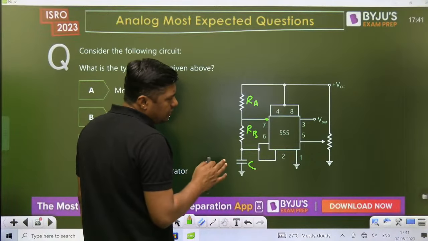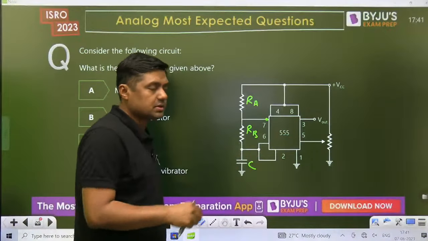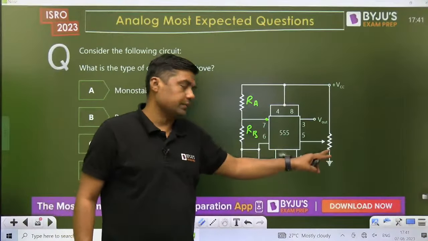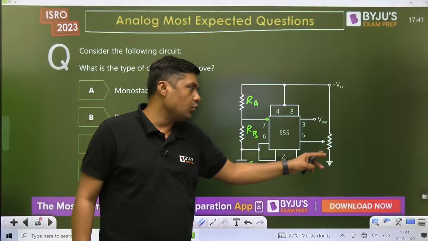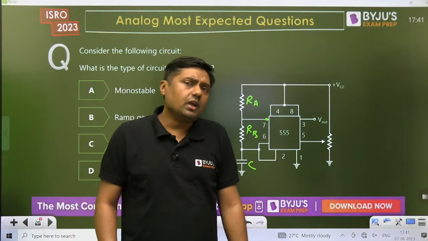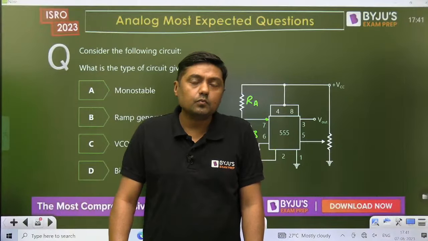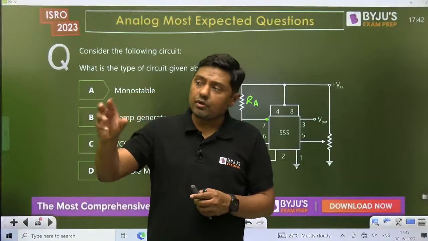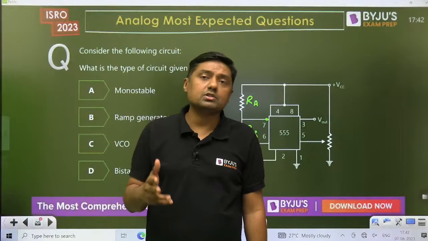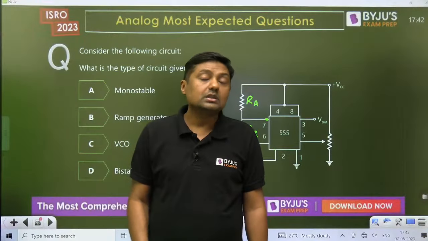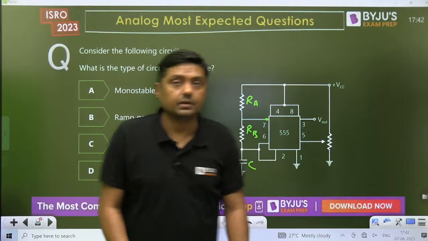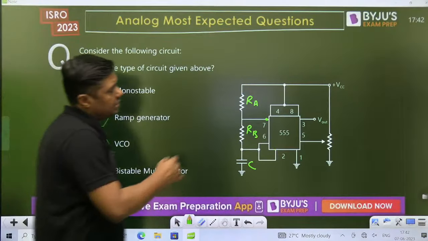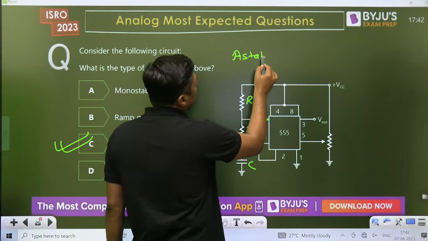Then guys, this time pin number 5 is not bypassed. It is connected to a potentiometer. Potentiometer means we are connecting a variable voltage to pin number 5. The name of pin number 5 is control voltage. It will control the frequency of the output. And if any voltage controls the frequency of the output, that is called what? Voltage controlled oscillator, the VCO. It is an astable multivibrator. It will generate a square wave.